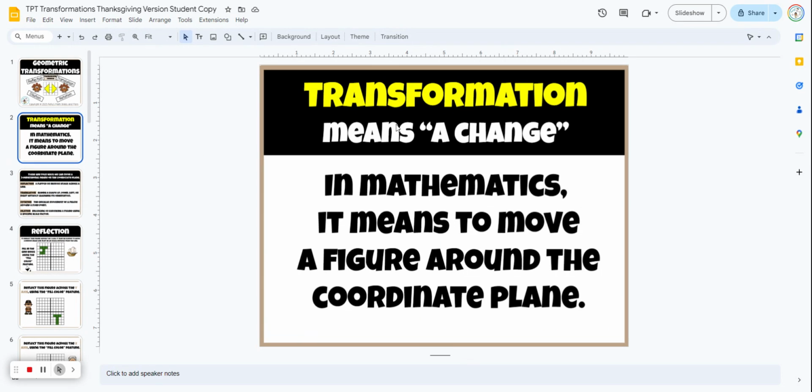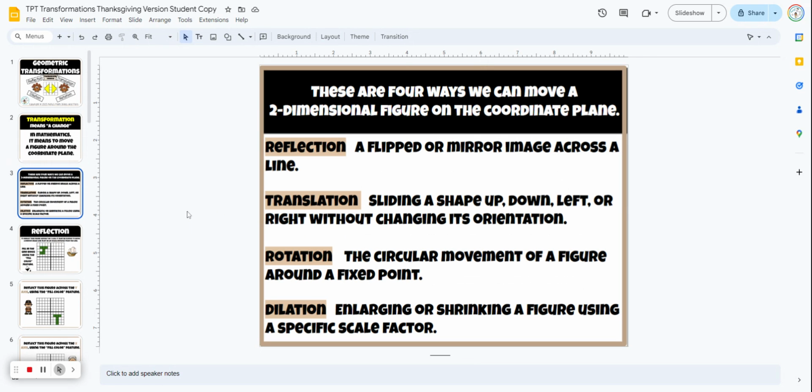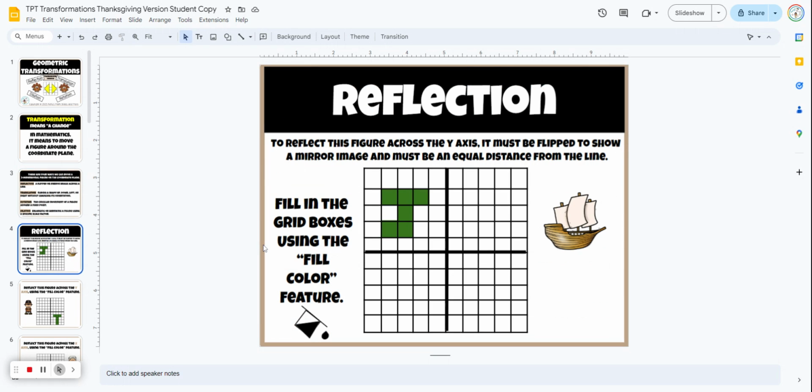The lesson starts with a definition of transformation and then what it means in mathematics. Slide 3 has the definition of the 4 transformations students are going to use in this lesson. They can refer back to slide 3 anytime they need a review of what each of these mean. They're going to start with reflection on slide 4.